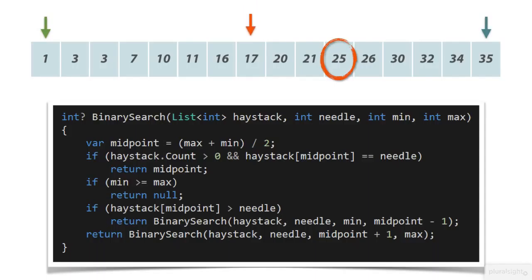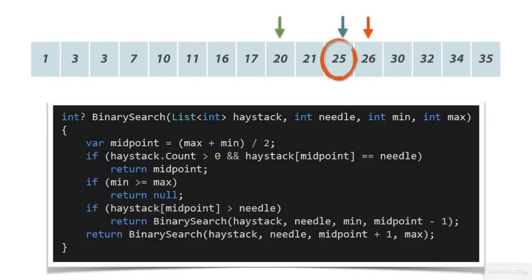The first thing that happens is that the midpoint between the 2 boundaries is calculated. In this case, that midpoint points to the value 17. 17 is smaller than 25, so everything to the left is irrelevant and can be ignored in further search. We therefore move the lower boundary to the right of the midpoint. Now we calculate the midpoint again, and this time it points to the value 26. 26 is larger than 25, so everything to the right is now irrelevant. And we can now move the upper boundary to the left of the midpoint.